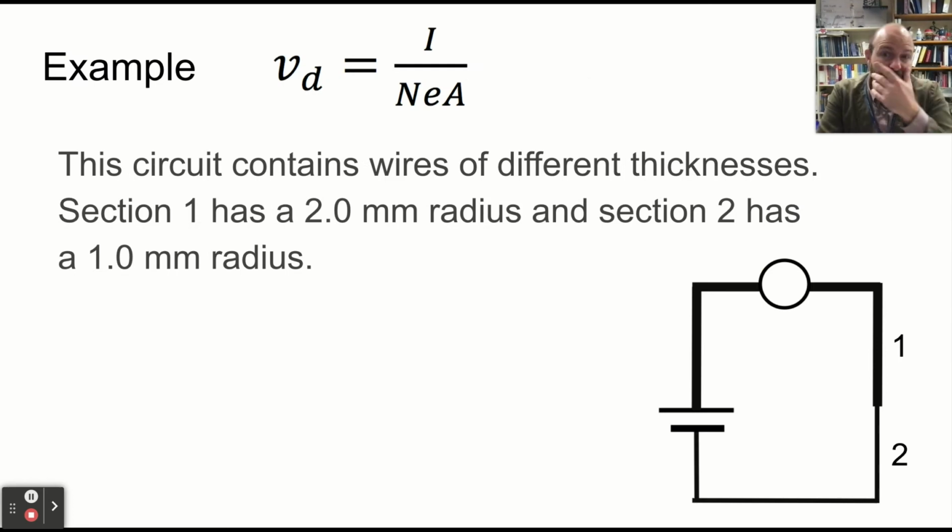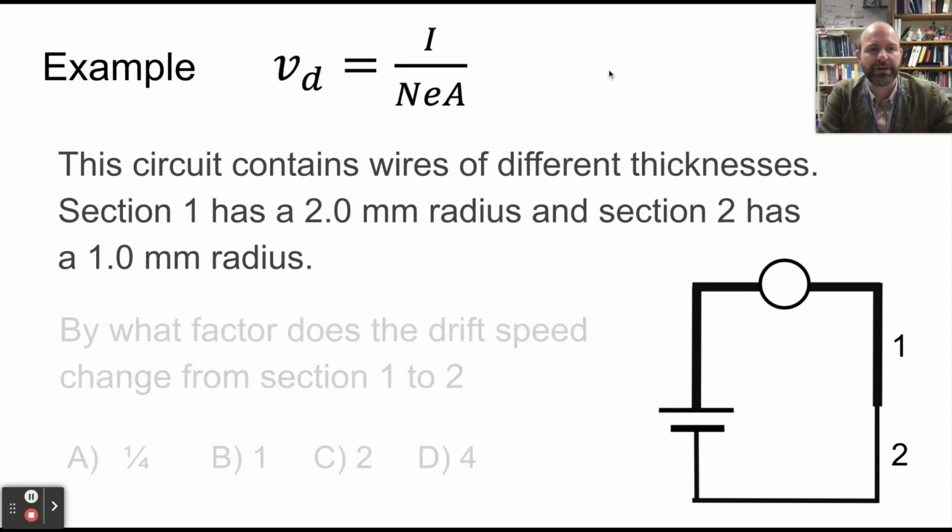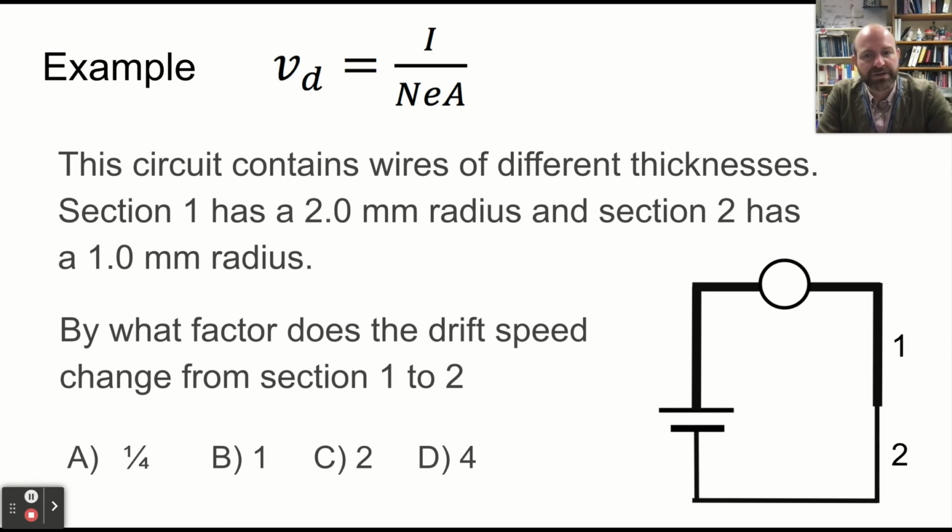We can do another calculation. This circuit contains wires of different thicknesses. Section 1 has a 2 millimeter radius. Section 2 has a 1 millimeter radius. By what factor does the drift speed change? And so we'll come back and answer that question.